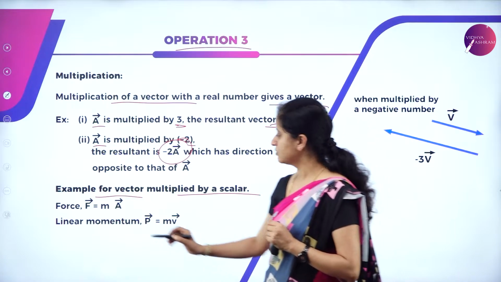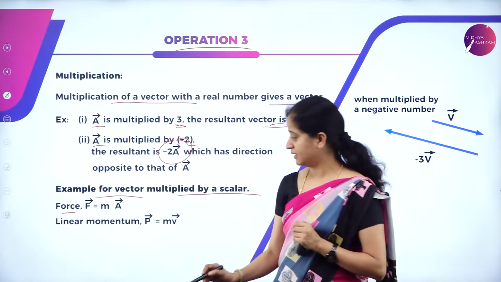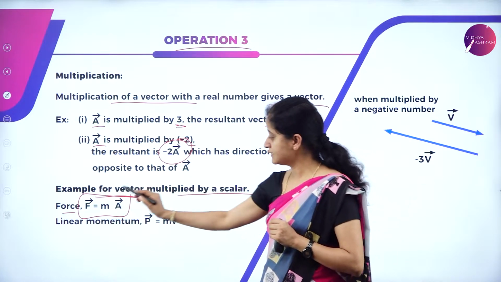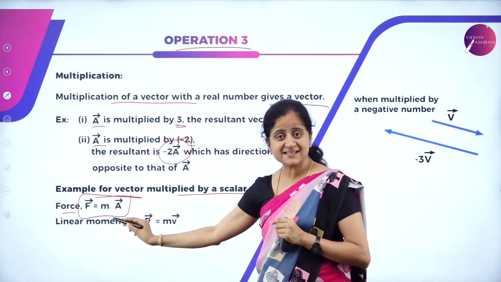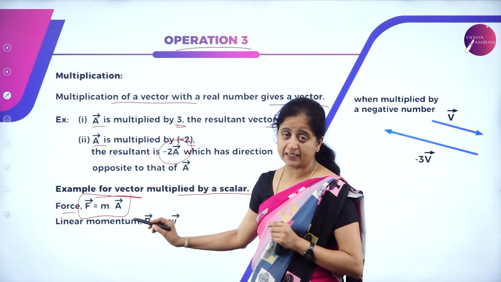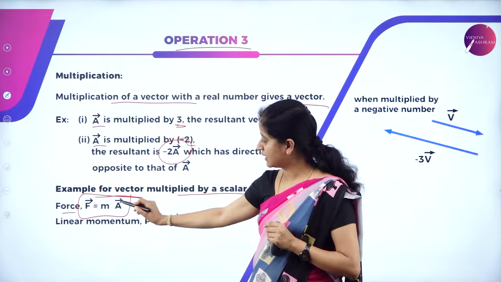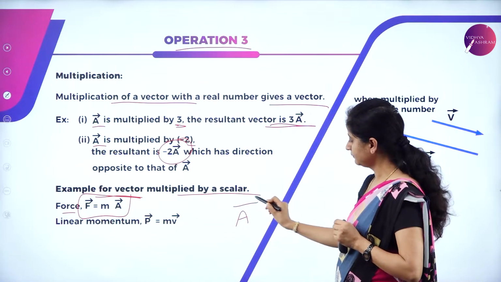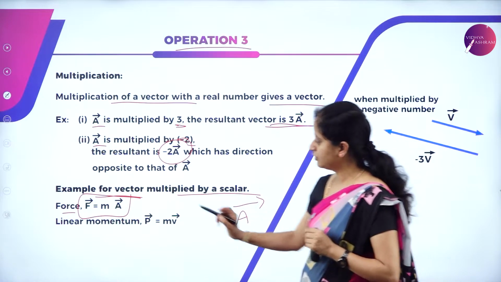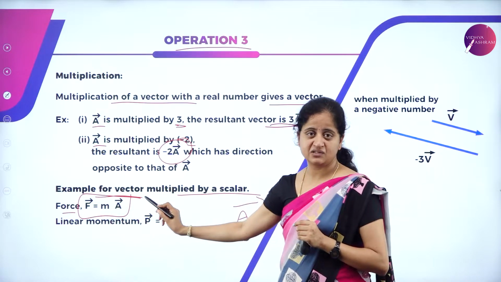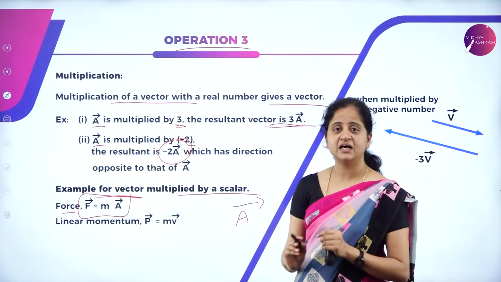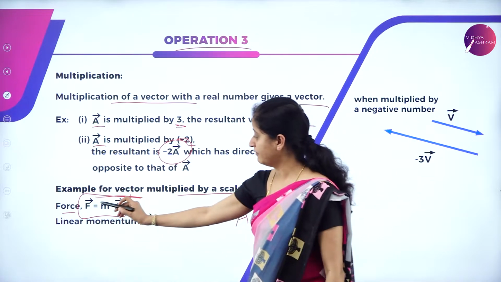Yes, of course. The formula to find the force is F is equal to m into a. But what is m? m is mass, which is a scalar. a is acceleration, which is a vector quantity. Since it is a vector, it is denoted by a symbol, an arrow mark on top of the letter. So force is also a vector, acceleration is also a vector.